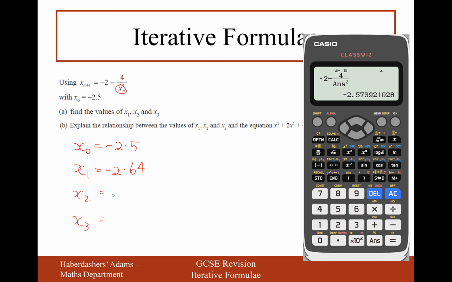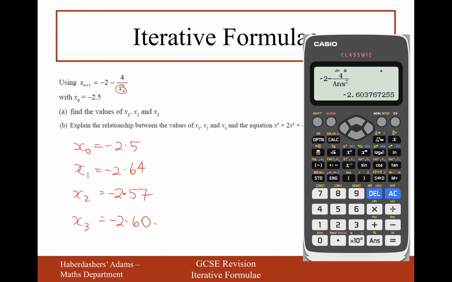Moving on to the next one, just press equals again. You don't have to retype out that formula in the calculator, you just press equals again because the new answer button is the current answer that's always on your screen at that point in time. And then press equals again, it'll be minus 2.60 as the next answer.